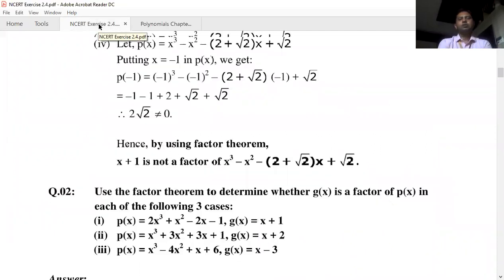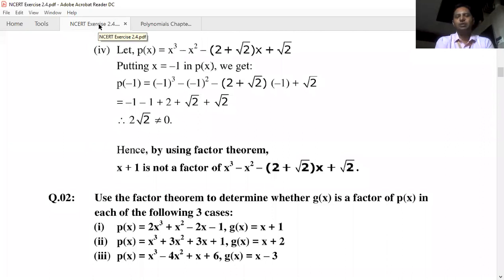When I substitute x equals minus 1, this is minus 1 cube plus minus minus 1 square minus 2 root 2 into minus 1 plus root 2. When this minus 1 is multiplied inside the bracket, the minus outside the bracket will become positive. So minus 1 cube will be minus 1, minus minus 1 square will be minus 1 itself. This will be plus 2 root 2 and plus root 2.